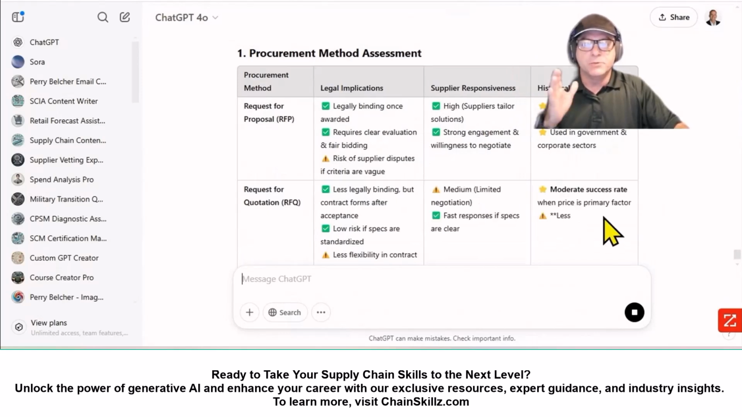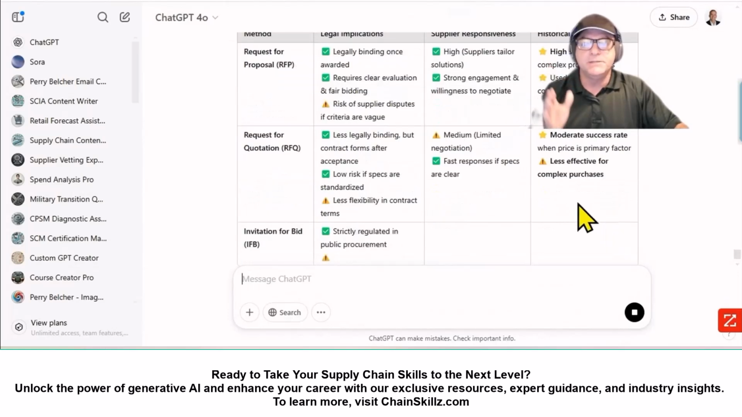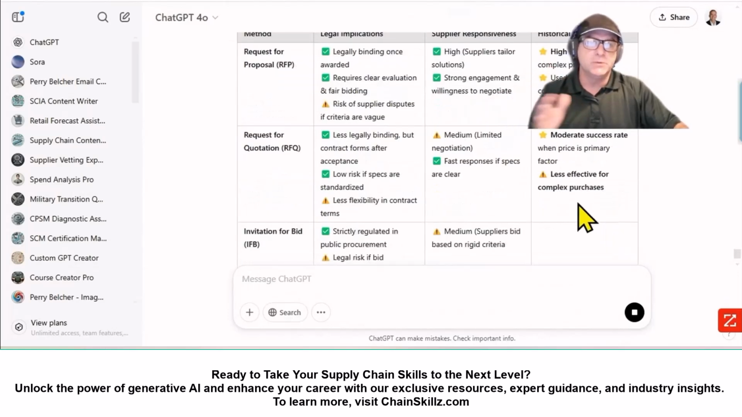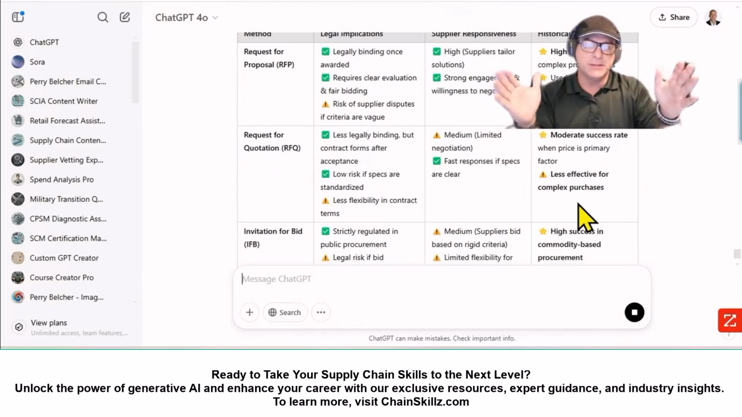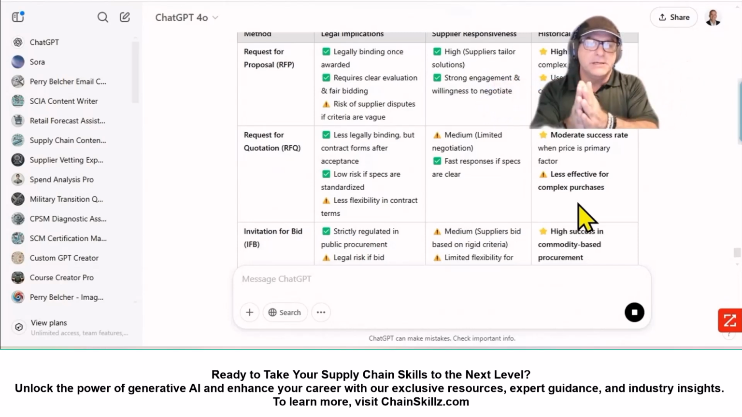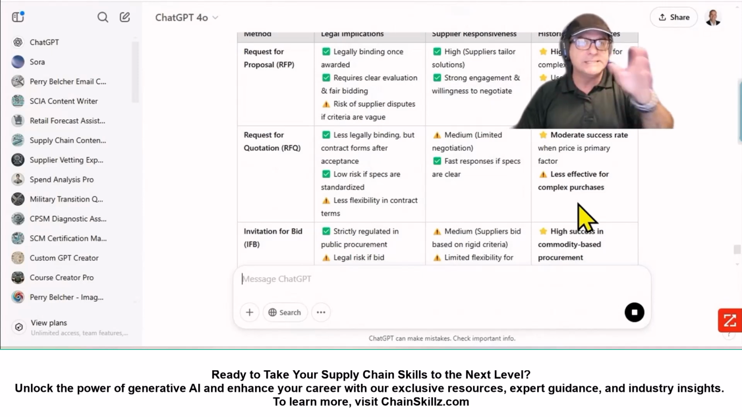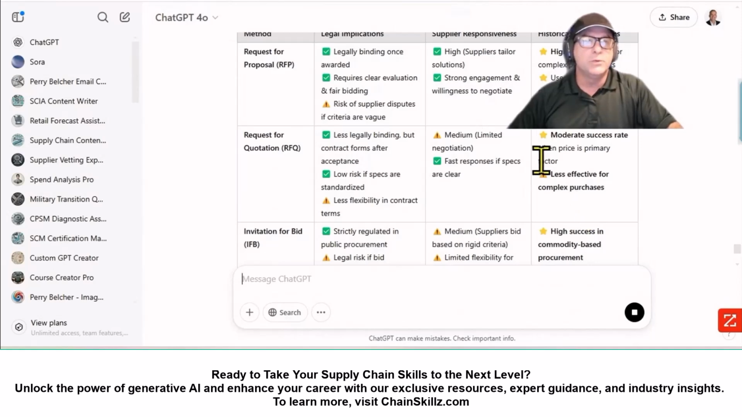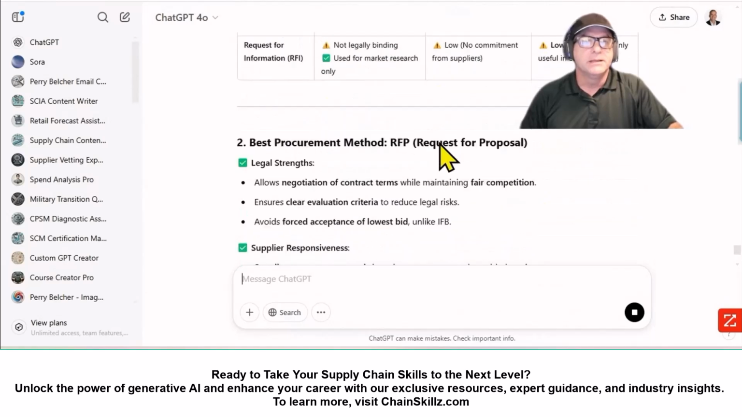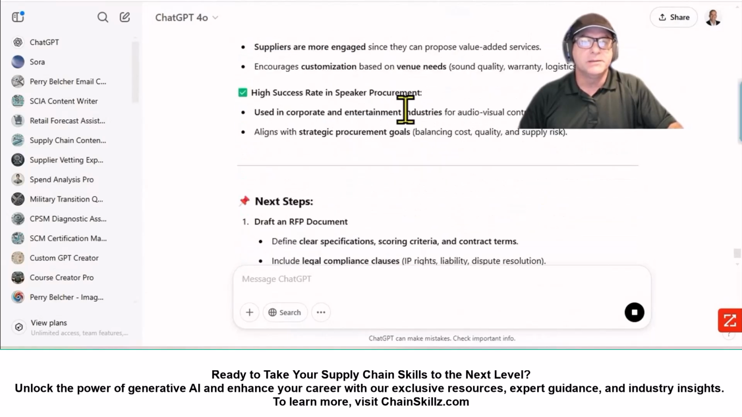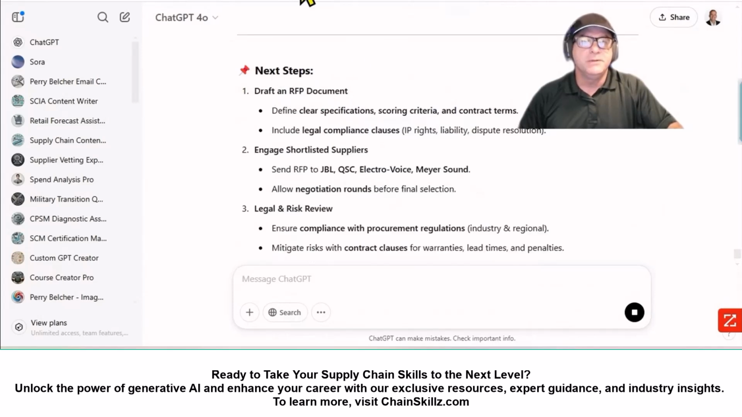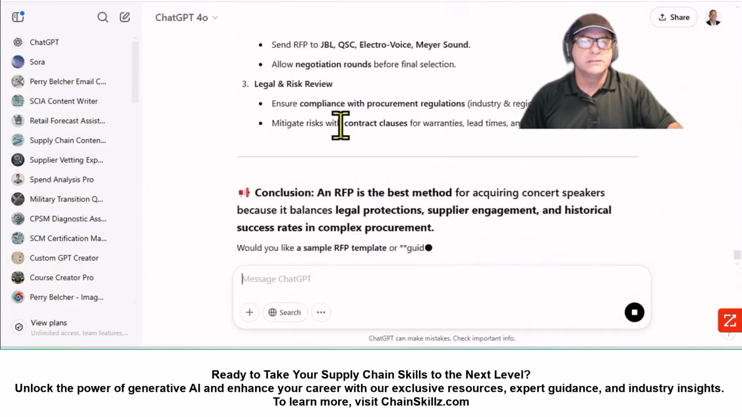Another method or reason you could use this system to lay this out is if you have new people joining your organization and you want to teach them things, but you don't have the bandwidth for training, right? Look at how this is breaking it down and giving people reasons to learn why one method is better than another. Again, the best method is RFP. Draft an RFP document, get a shortlist, conclusion.